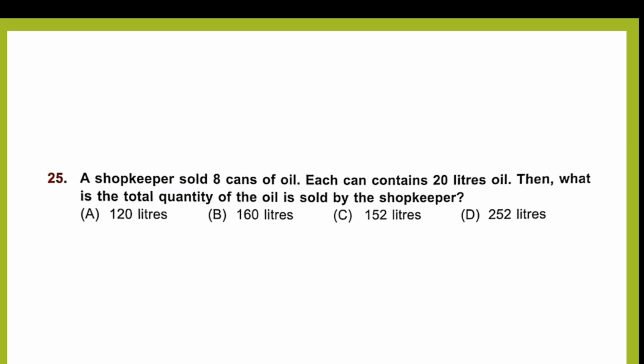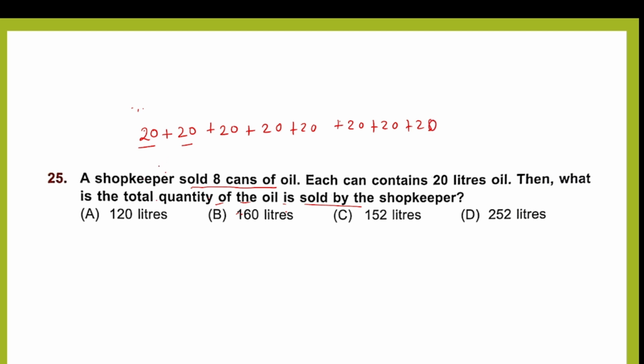Next question. A shopkeeper sold 8 cans of oil. Each contains 20 liters of oil. Then what is the total quantity of oil sold by the shopkeeper? So the shopkeeper sold 8 cans of oil. Now each can contains 20 liters of oil. That means 20 liters for the first can, 20 liters for the second can, third can, fourth can, fifth can, sixth can, seventh can and eighth can.